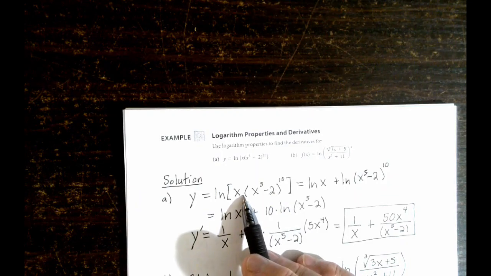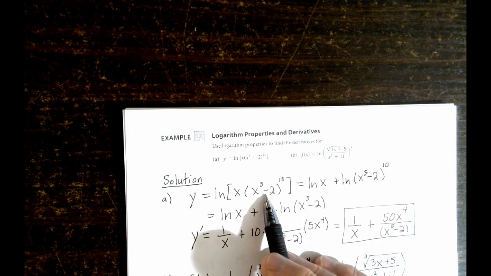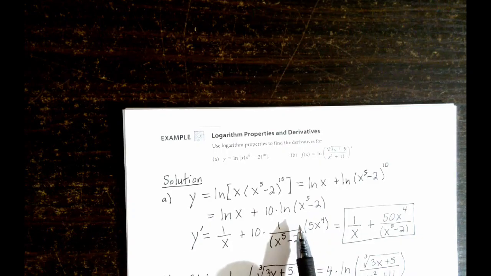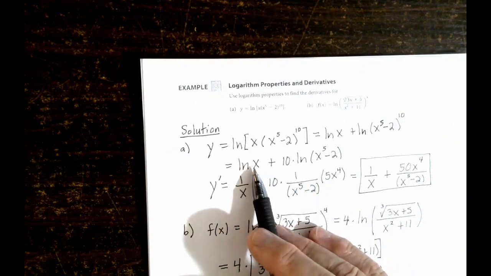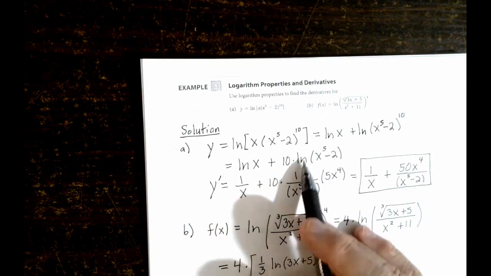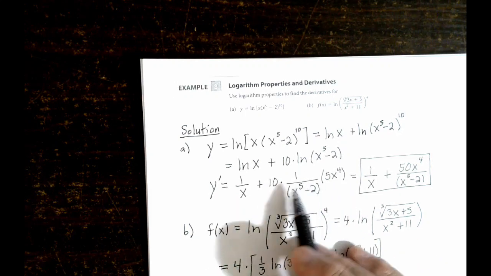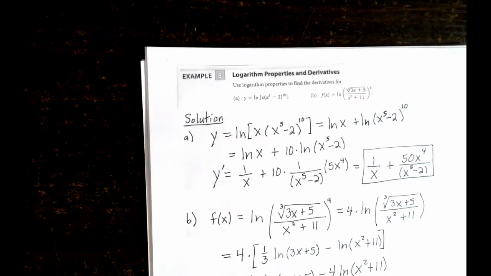Alright, so this guy, if you write it separately, you can write this as ln of x plus ln of this guy. And you can bring the 10 out front. That's about as simple as you can make it. Now when you take the derivative, you just get 1 over x. You get your 10, you get your 1 over that guy times the derivative of that guy. And now you just multiply it out and simplify.